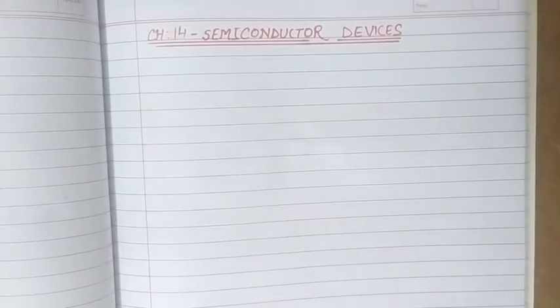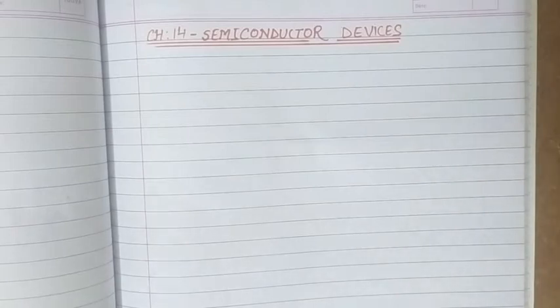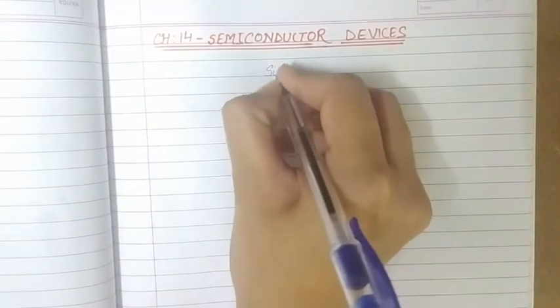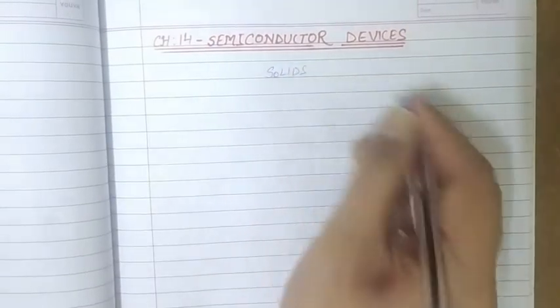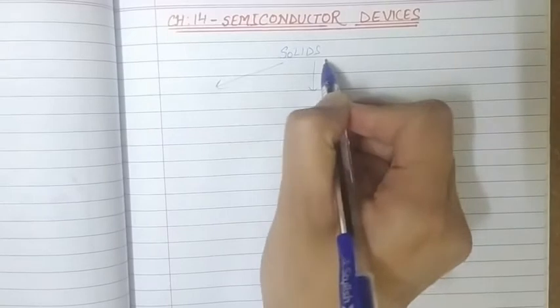Hello students. Now we are going to start chapter number 14 from class 12, that is semiconductor devices. To begin this, first of all we have to know that all the solids present, we categorize them into three different categories, that it can be either a metal or an insulator or semiconductor. So the solids we have are divided into three categories.